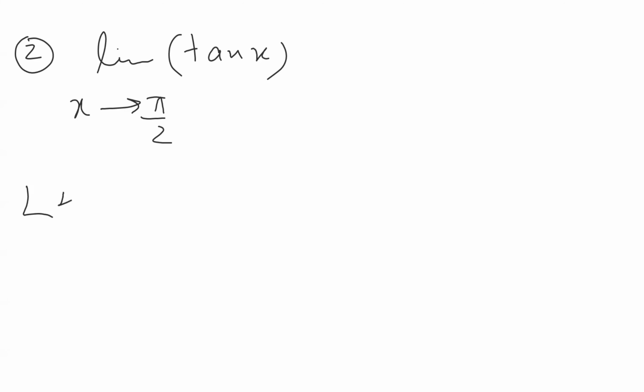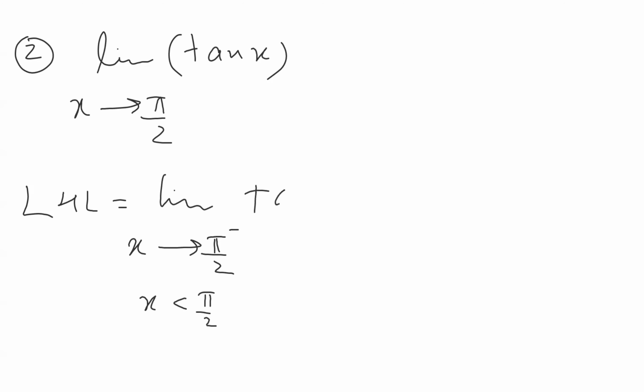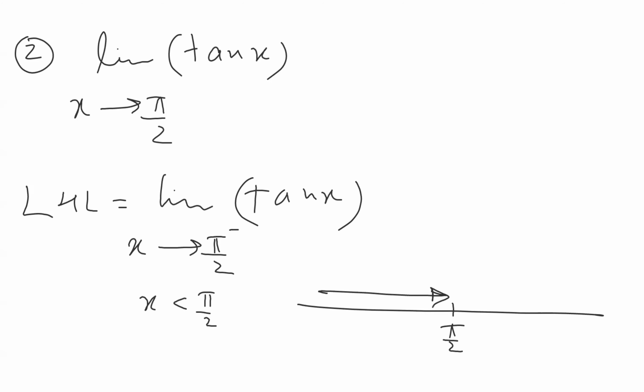So LHL, limit x approaching pi by 2, and LHL is always minus, so x is less than pi by 2. Okay, tan x. Fine. So pi by 2 is over here, x is approaching pi by 2 from the left hand side, and you guys know that all left hand side values are less than x. Less than x, in this case x is pi by 2. Okay, so less than pi by 2.